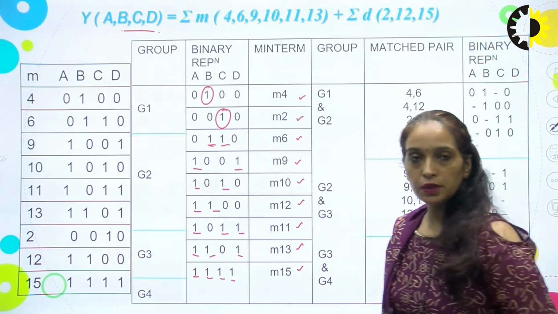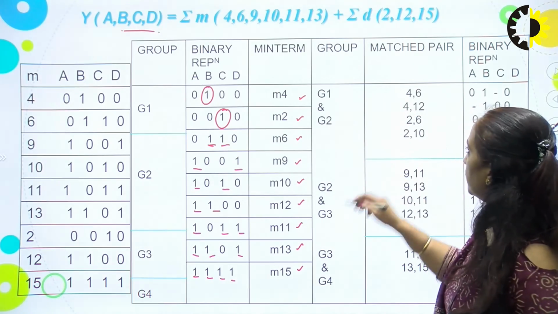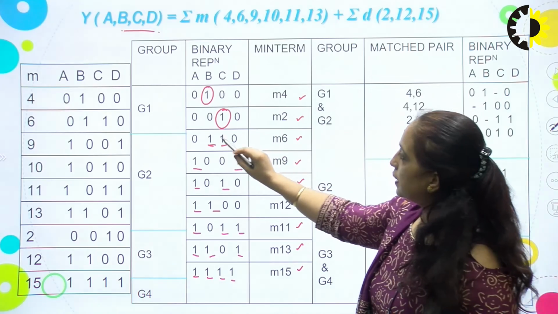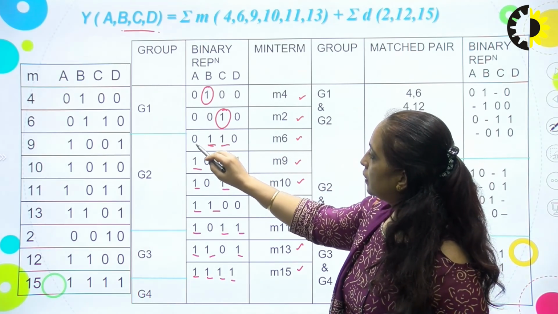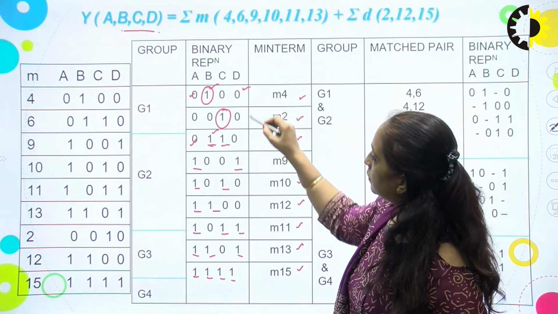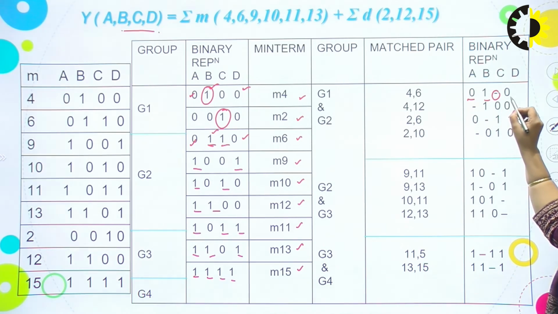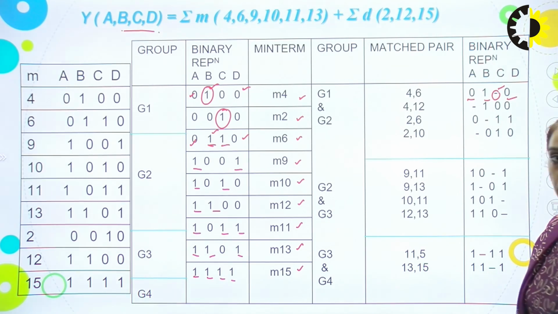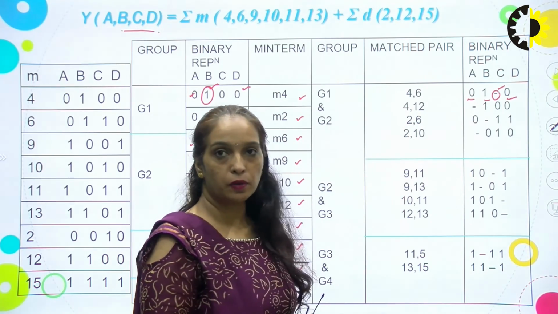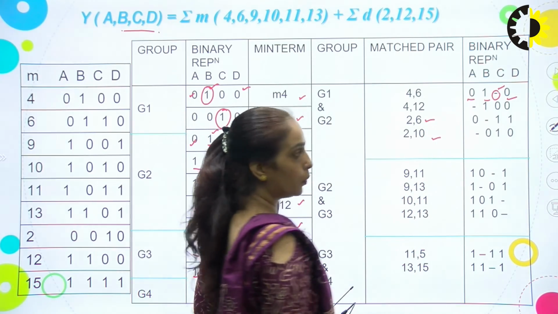Till now we are using the don't cares in this. So, now we are going to compare group 1 with group 2. When you compare 4 with 6, we can see that these values are the same, so I can write it as 0, 1, this C variable is removed, and 0. Next, by comparing 4 and 12, A will be removed and we are going to have B, C bar, D bar. Similarly, compare 2 and 6, 2 and 10.